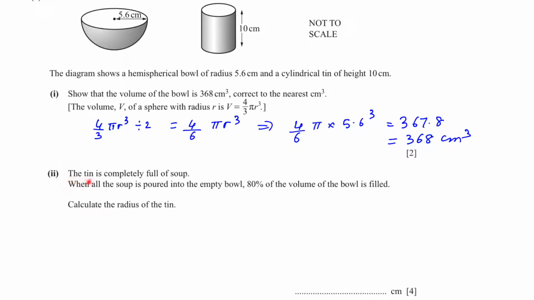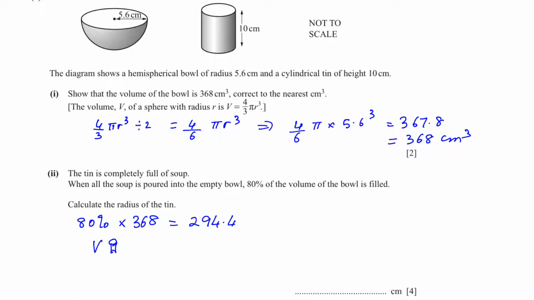In question number 2, the tin is completely full of soup. When all the soup is poured into the empty bowl, 80% of the volume of the bowl is filled. Calculate the radius of the tin. So there is soup in here, and it's poured into this bowl, and 80% of the volume of the bowl is filled. So 80% of the volume of the bowl is the same as the volume of the tin here. So let's find that. 80% of the volume of the bowl, which is 368, which we found in 1, is our volume of the tin. You will get 294.4. So this is the volume of the cylinder.